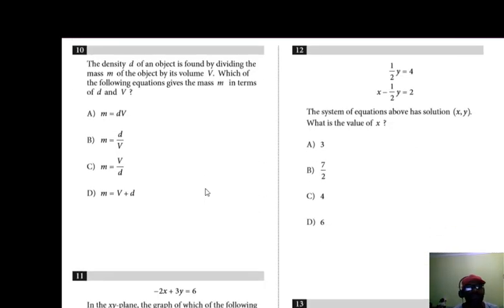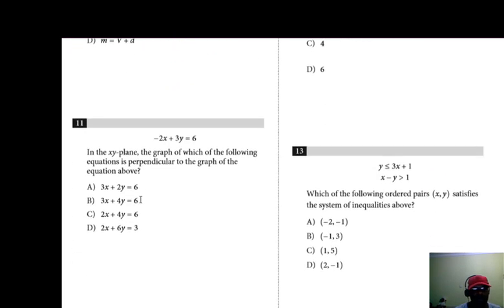The density of an object is found by dividing. Okay, as you know, density is equal to mass over volume. Which one of the following equations gives mass? Okay, I'm asked to find mass. Again, when you crisscross up, mass is equal to density times volume. Alright, 11.